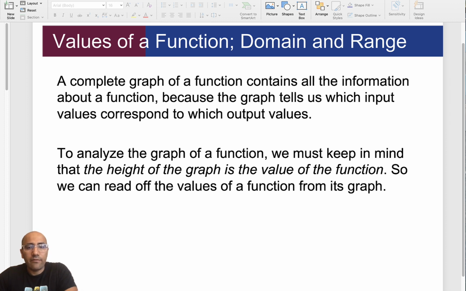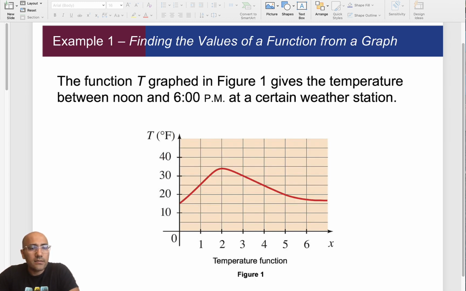Right? A complete graph of a function contains all the information about the function, because the graph tells us which input values correspond to which output values. Okay, so we want to analyze the input and output values. Here's an example. Let the function T graphed in figure 1 give the temperature between noon and 6 p.m. So here is between noon and 6 p.m.